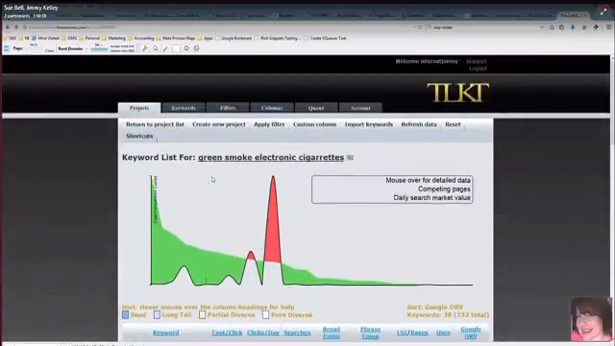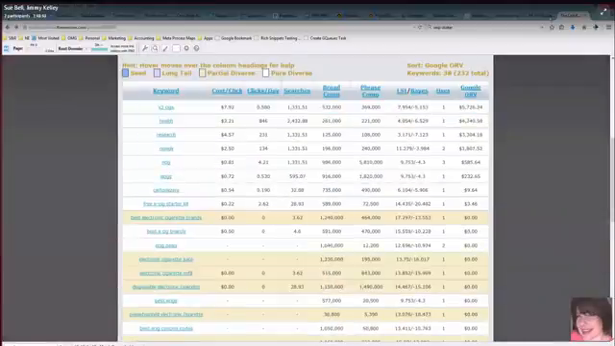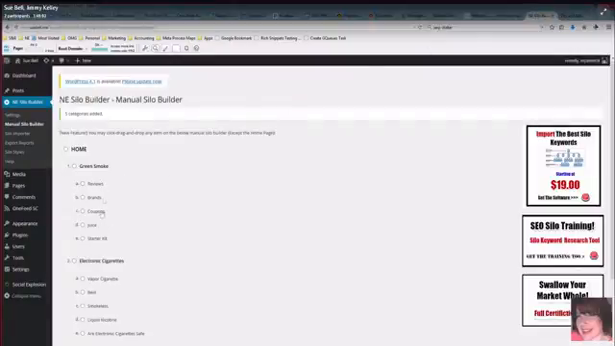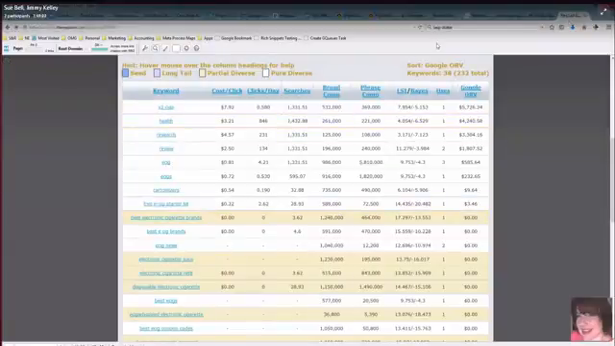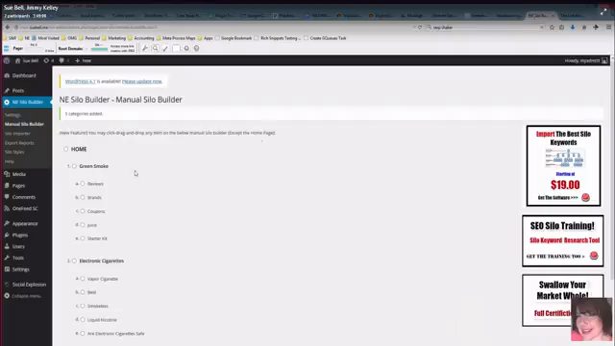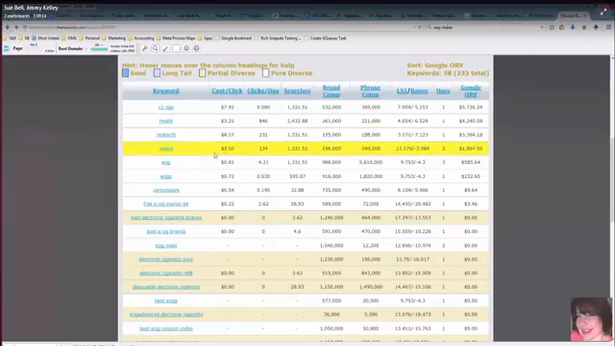So if I'm here in green smoke, one of the things that I want to look for are concepts that are going to support the idea of that affiliate product, right? So what we'd picked out here were reviews, brands, coupons, juice, and starter kit, which is great. All of those concepts support green smoke. But when I look at it this way, I can see review comes pretty much right up to the top.